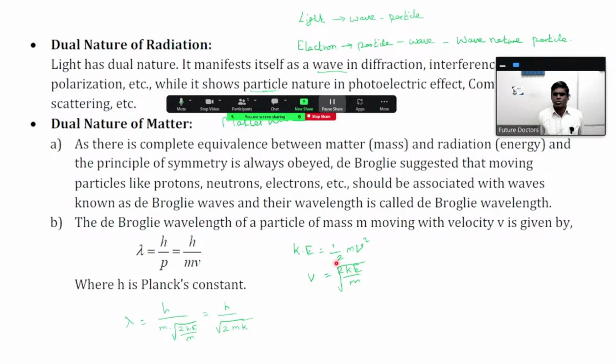The de Broglie wavelength of a particle of mass m moving with velocity v is given by lambda equal to h by p, or p is mv, so lambda equals h by mv. Substituting kinetic energy equal to half mv squared, v equals root of 2KE by m. We substitute that, then lambda equals h by square root of 2mK, or 2mE. K or E is the kinetic energy.